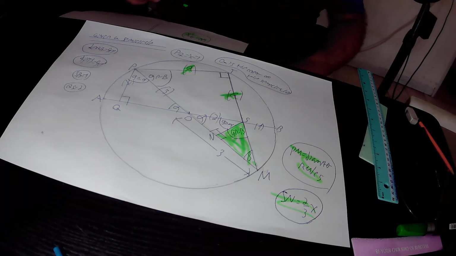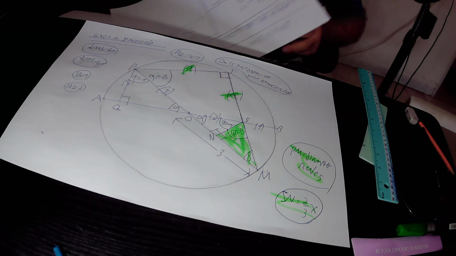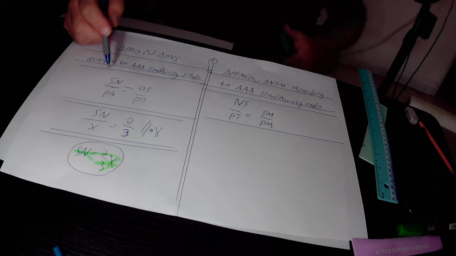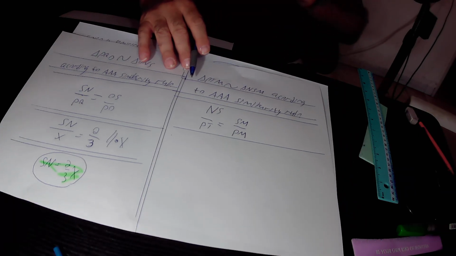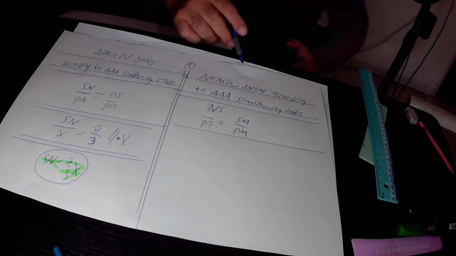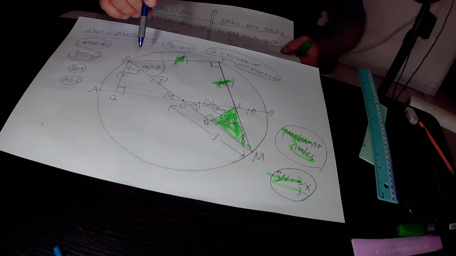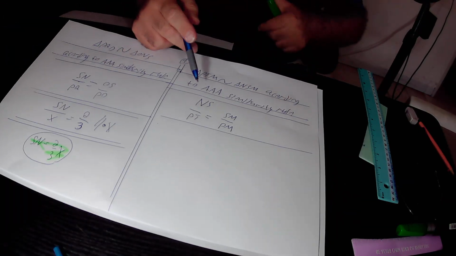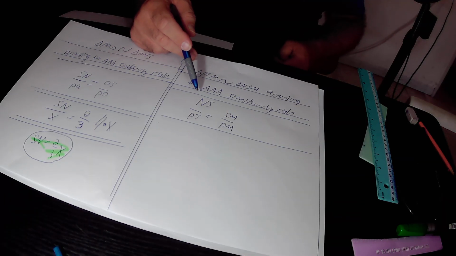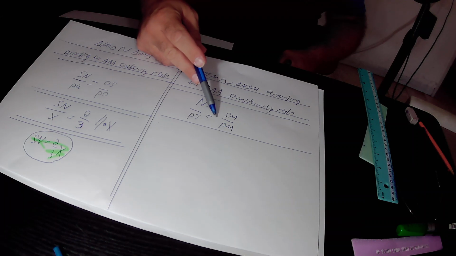So from the fact that the big right triangle PTM is similar to the small green right triangle NSM, we derive that side NS of the small right triangle NSM, or side PT of the big right triangle PTM, is equal to side SM of the small right triangle NSM over side PM of the big right triangle PTM.